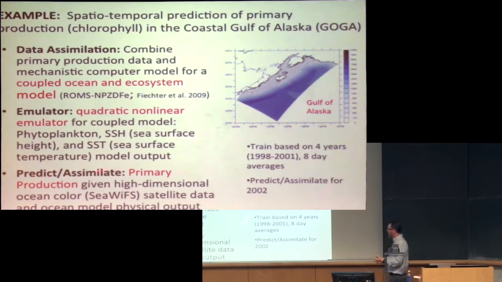Okay. And what do I want to do? I want to predict spatial fields of the ocean color or the primary production or the phytoplankton, whatever you want to call it, given the satellite data and that ocean output data. So I have 4 years that I've trained this on 8-day averages, and I'm going to train on this, and I'm going to predict in the 2002 year.